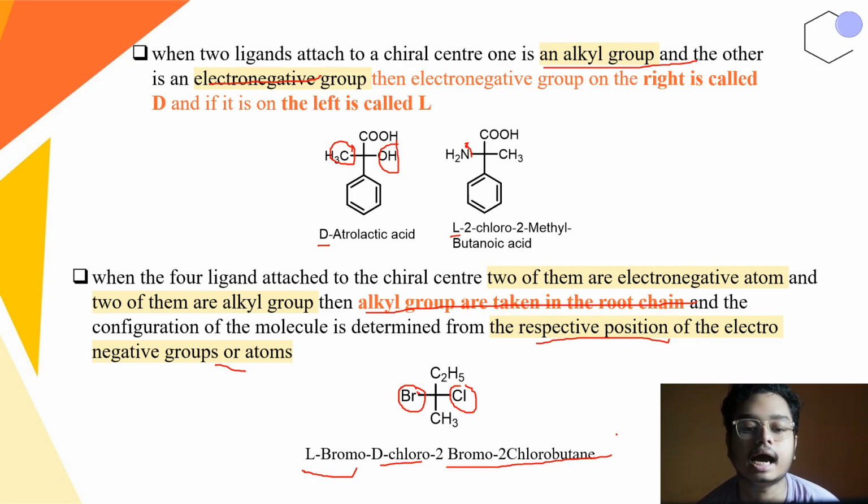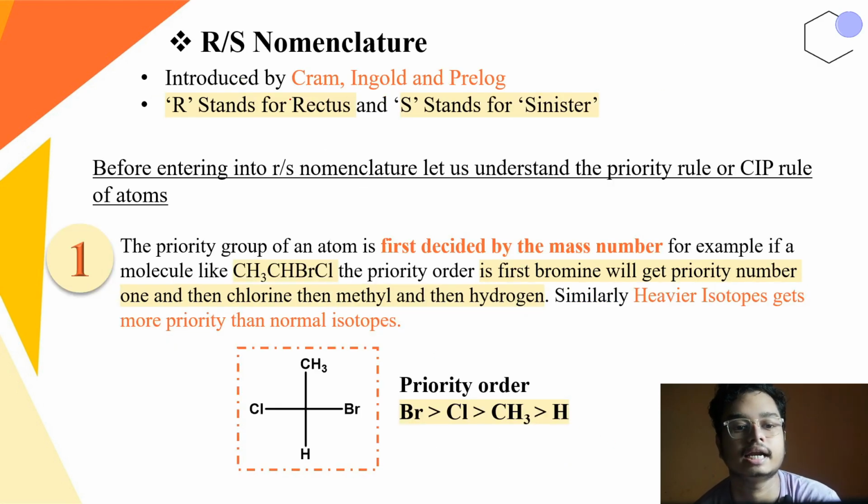Now we are looking at the RS nomenclature. That is very important from an exam point of view, and from a normal stereochemistry point of view, because the absolute configuration, that is R and S, is very important. RS nomenclature was introduced by Cahn, Ingold and Prelog, so it is called the CIP rules.